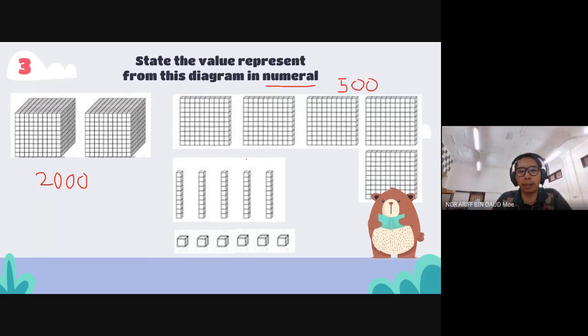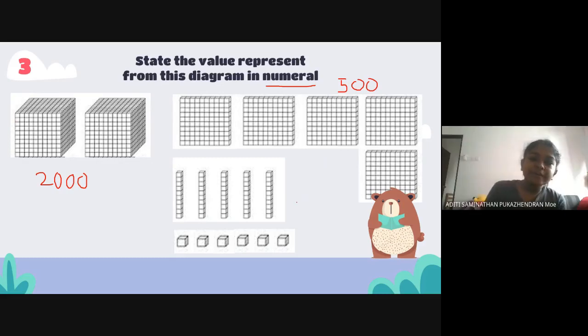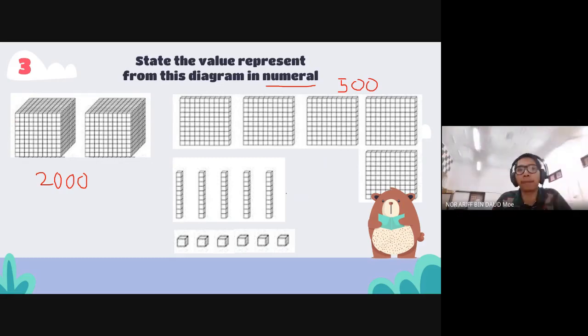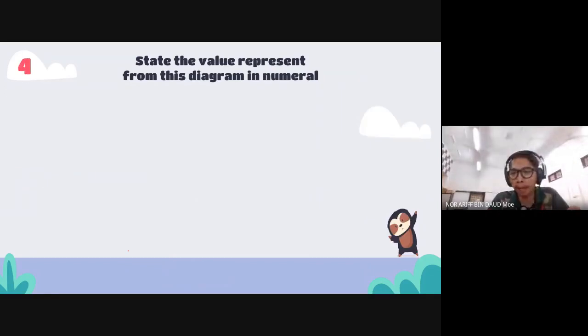And then the tens, I want to ask Aditi. Aditi, how many tens we have here? 5. Are you sure 5? 5 tens. Yes, we put 50. And the last one for the ones, I want to ask Leticia. Where Leticia? Okay, tell me the ones. 6. Yes, 6. So we put together will become 2,556. Okay? Okay, we go to the next slide.